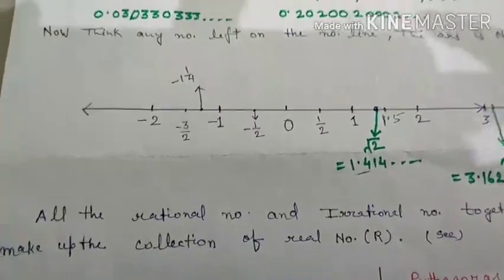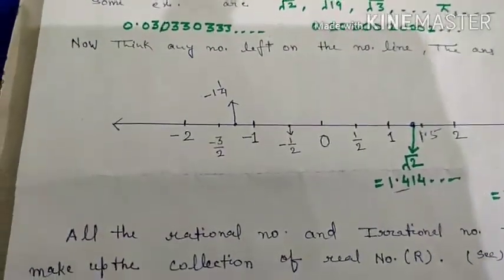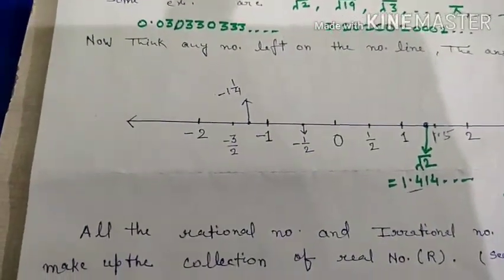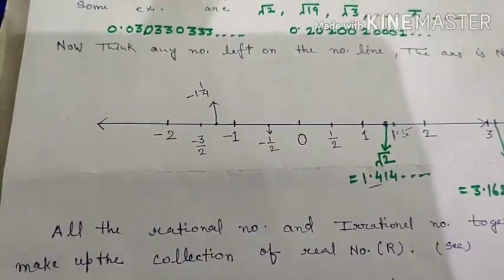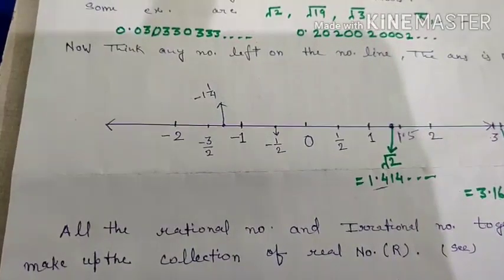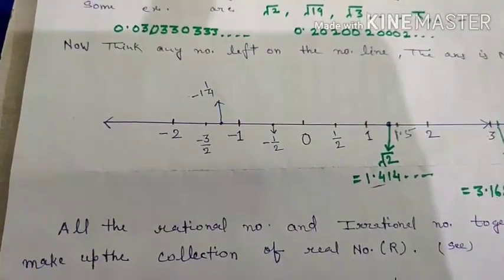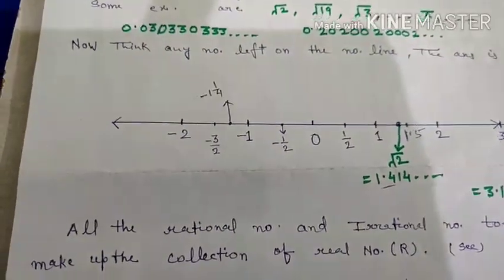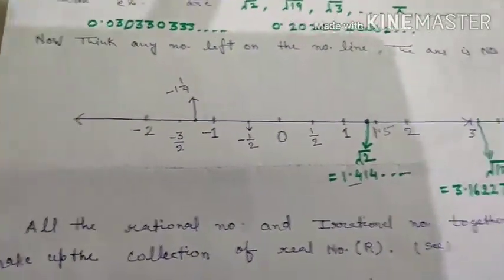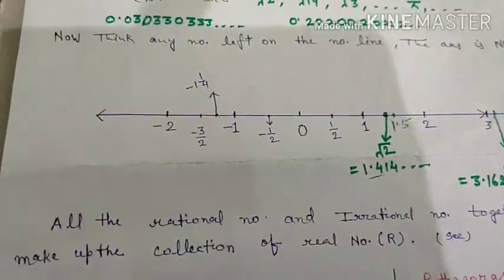Here you can see on the number line, every real number can be represented by a unique point, as you can see on the number line. Also, every point on the number line represents a unique real number. That is why we call the number line a real number line. This is actually the real number line.